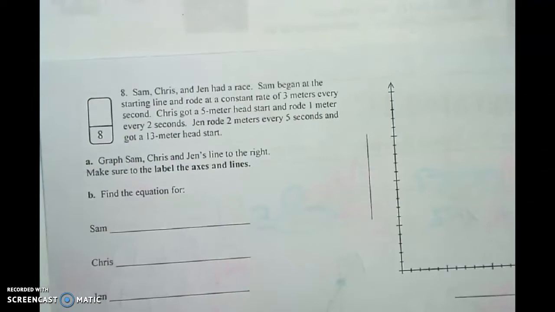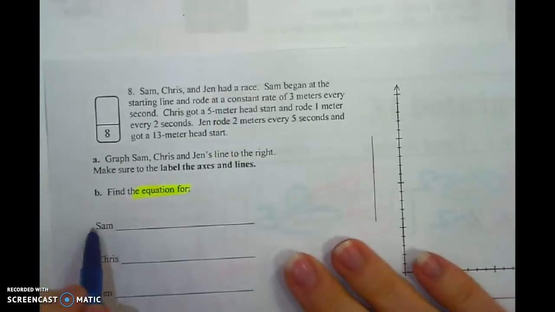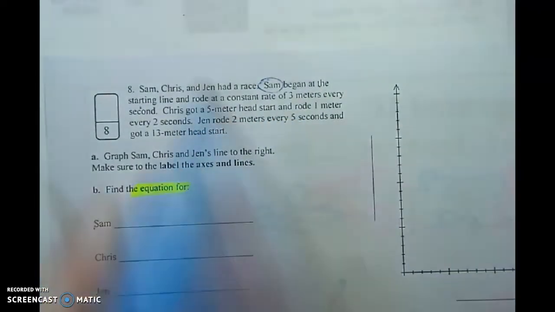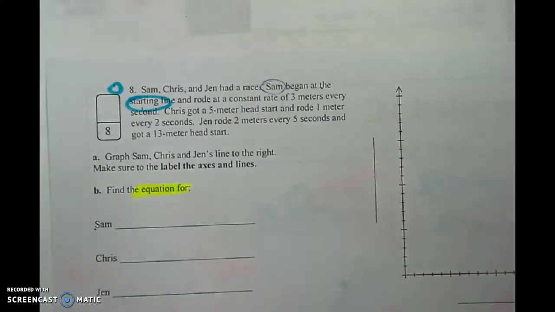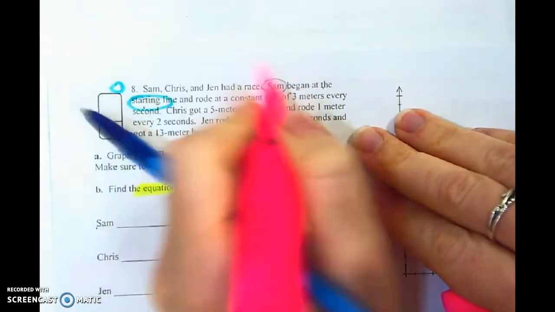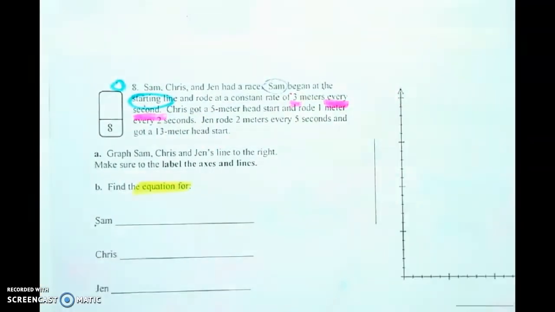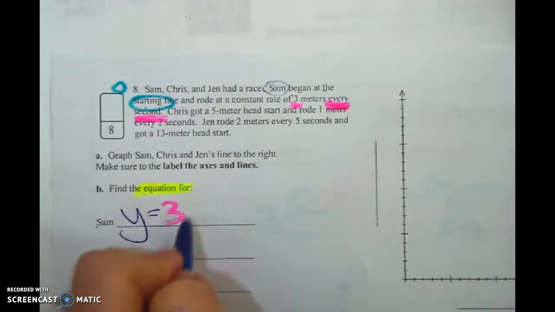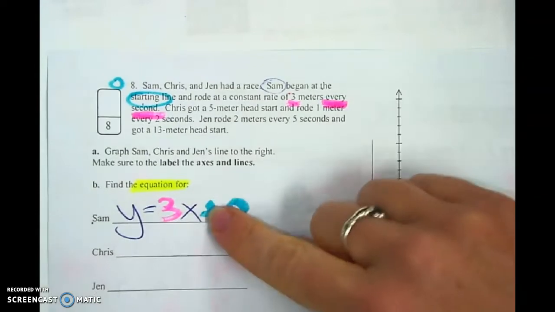Okay, let's go to the next one. All right, we got a whole bunch of equations. So, first we are going to start with Sam. Sam began at the starting line. So if he began at the starting line, that's a 0, and rode at a constant rate of 3 every second. Oh, okay, so 3. So y equals 3x plus 0. You don't actually have to put the 0, but if you want it, great.